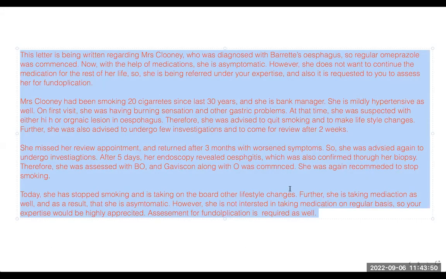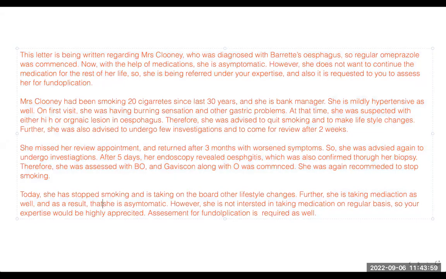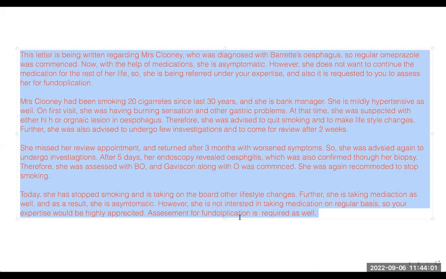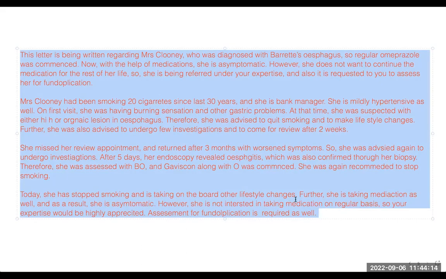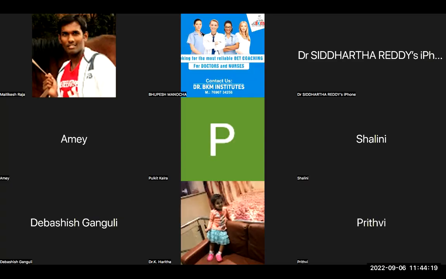She again was recommended to stop smoking. Today, she has stopped smoking and is making lifestyle changes. Further, she is taking medication as well, and as a result, she is asymptomatic. However, she is not interested in taking medications on a regular basis. So your expertise would be highly appreciated. Assessment for fund application is also required as well. Complete, perfect letter. Sounds like complete flow. It takes only 2 minutes for the examiner to read it. The lesser time he needs to read your letter, the better it is.